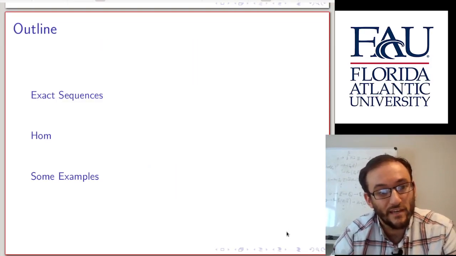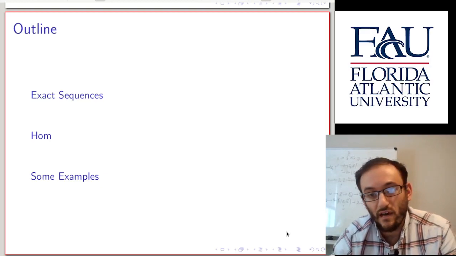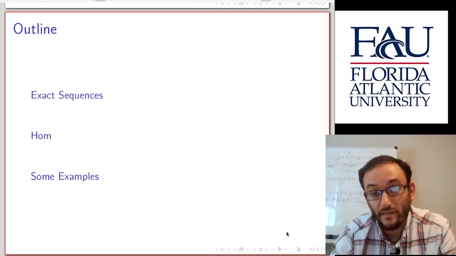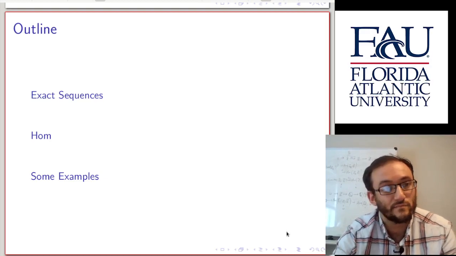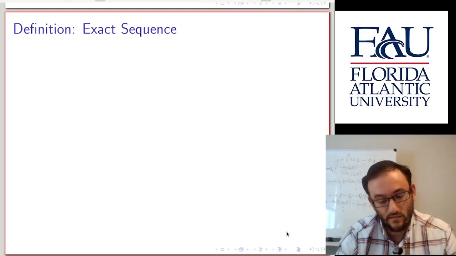And here's a quick outline. We'll start defining exact sequences with some examples, then we'll go into Hom and move on to some examples showing how the two interact. Okay, first up, we'll talk about exact sequences.